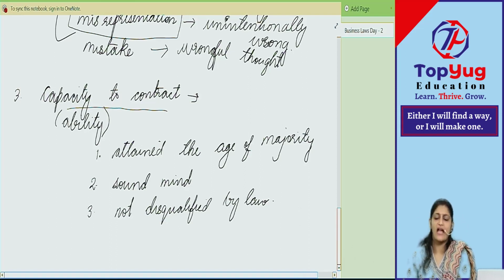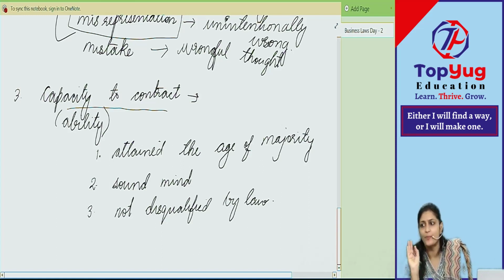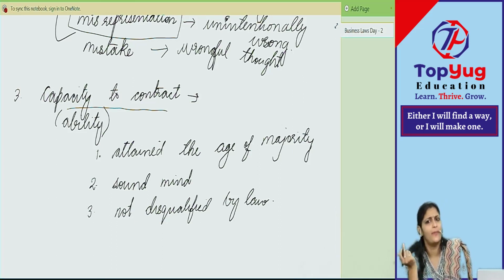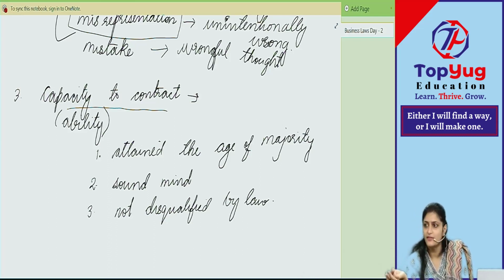Okay, capacity to contract. Who are the people who are having capacity to contract? The person who has attained the age of majority, the person who is of sound mind, the person who is not disqualified by law. So these are the people who are having capacity to enter into contract, who are having the ability to enter into contract. Now you tell me, who are the parties who are not having capacity to enter into contracts? Minors, unsound mind people, and who are disqualified by law. Clear? Yes or no? Okay.